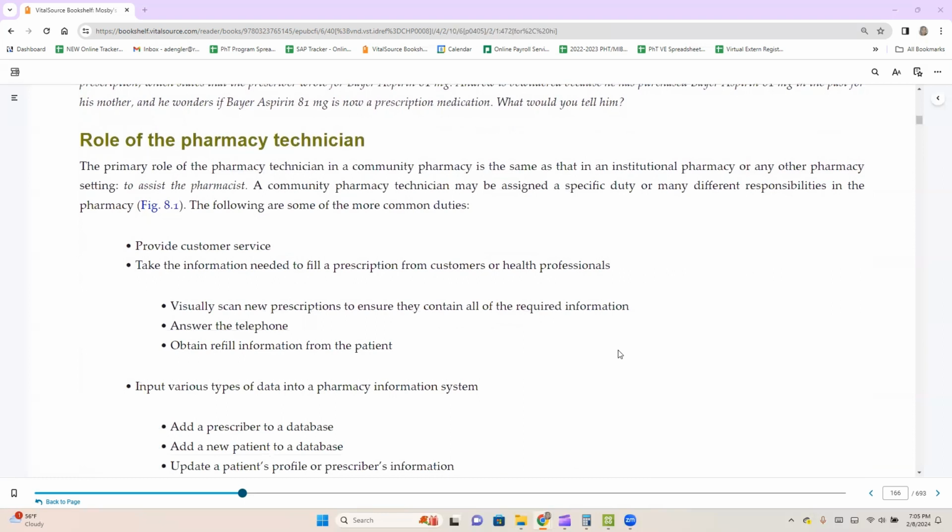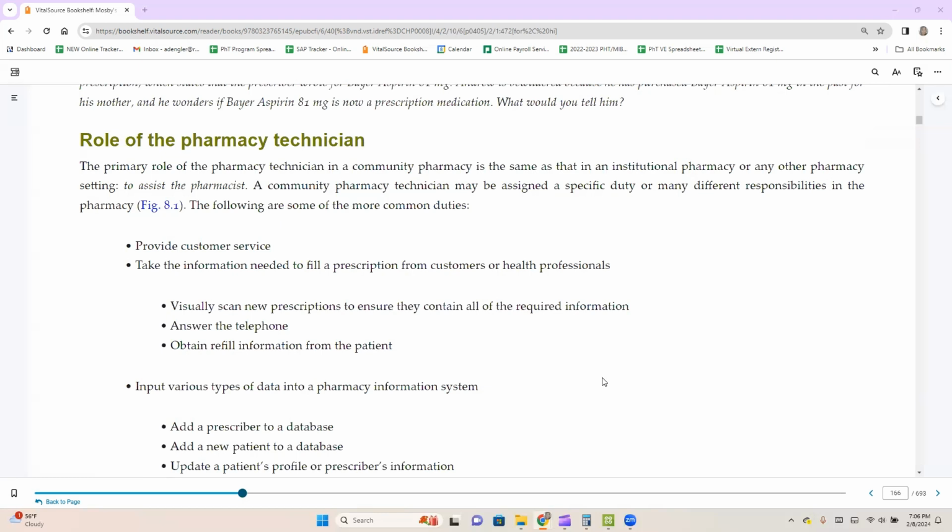The primary role of the pharmacy technician in a community pharmacy is the same as in an institutional pharmacy or any other pharmacy setting, to assist the pharmacist. That is our number one role, our number one goal. We are there for the pharmacist. If it wasn't for the pharmacist, we would not be there. A community pharmacy technician may be assigned a specific duty or many different responsibilities in the pharmacy.